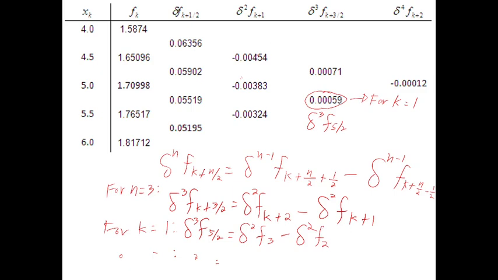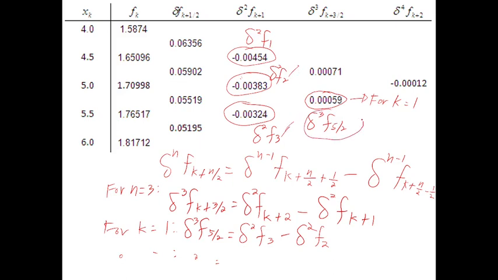So let's determine. So this is delta squared f sub 1 for k equals 0, delta squared f sub 2 for k equals 1, delta squared f sub 3 for k equals 2. So delta squared f sub 3 minus delta squared f sub 2. So you just subtract delta squared f sub 2 from delta squared f sub 3 to obtain delta cube f sub 5 over 2. Okay, so that's it.